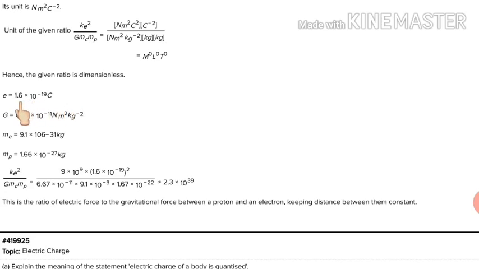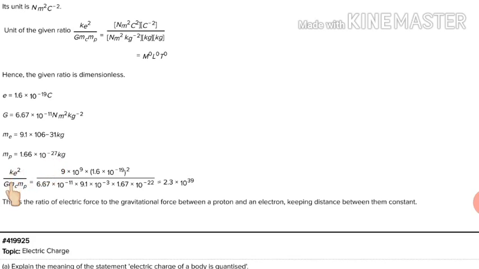It is electronic charge and its value is 1.6 into 10 to the power minus 19 coulomb. G is gravitational constant, its value is 6.67 into 10 to the power minus 11. Me is mass of electron, its value is 9.1 into 10 to the power minus 31 kg. And mp is mass of proton, its value is 1.6 into 10 to the power minus 27 kg.